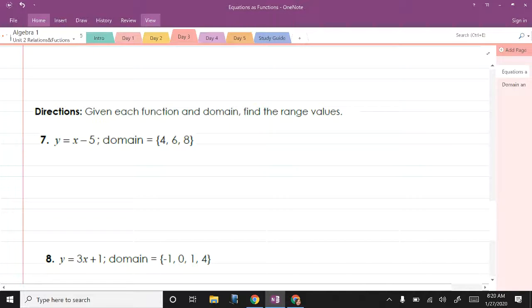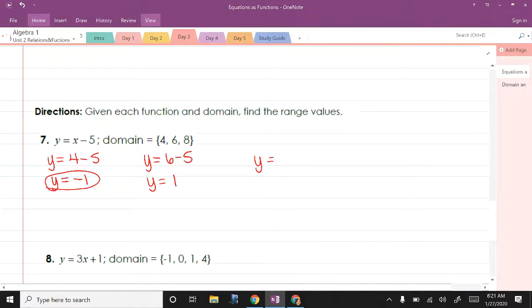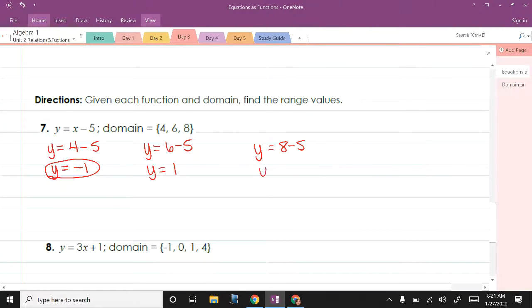Y equals x minus 5. So I'm going to say y equals, what's my first x value? 4. Minus 5. And what is 4 minus 5? Negative 1. So I'm just going to let that hang for a second and do the rest of them. What's my next value I plug in for x? 6. So y equals 6 minus 5. And what is 6 minus 5? 1. And then y equals, what goes in for x? 8 minus 5. And what is 8 minus 5? 3. Very good.